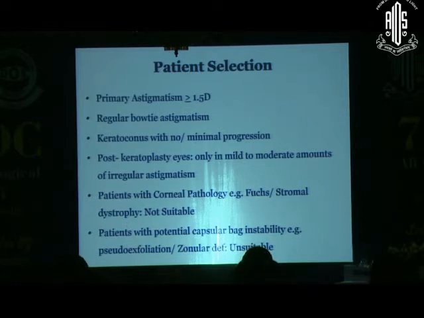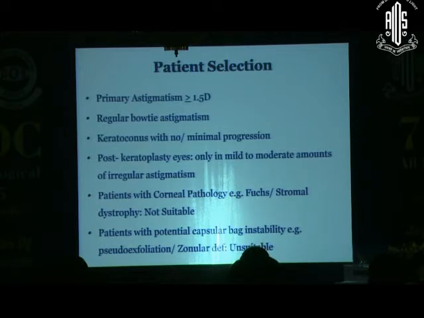In keratoconus, yes, we have used these IOLs, but the patient should have minimal progression, otherwise the purpose is defeated, because the astigmatism will keep increasing and the patient will be very dissatisfied. So keratoconus only if there is minimal or no progression. Post-keratoplasty eyes, but once the sutures have been completely removed. Patients with some other corneal pathologies like Fuchs or stromal dystrophy are not suitable because you don't know, the patient will have to undergo a corneal procedure later.